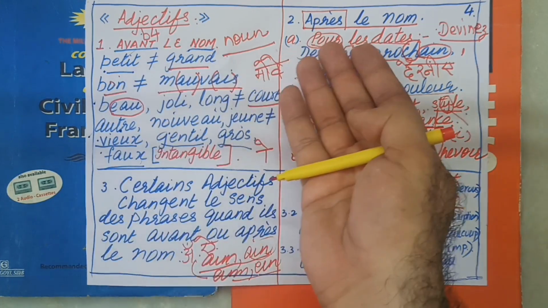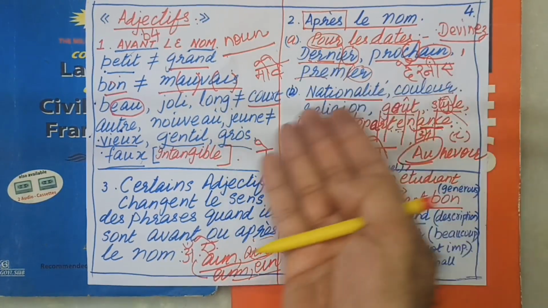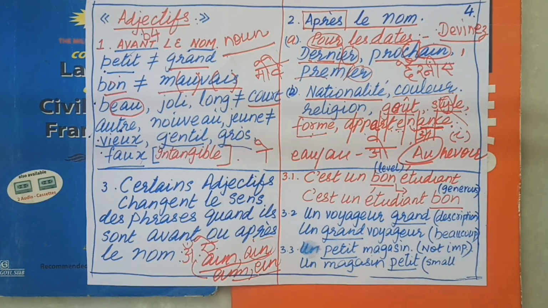Avant le nom, and these ones après le nom, after the nouns. So dates, nationality and religion.